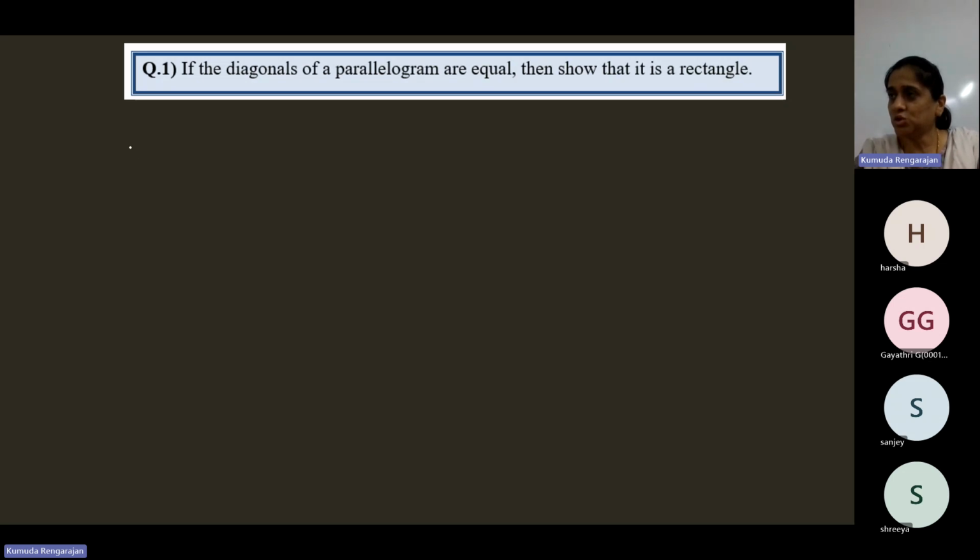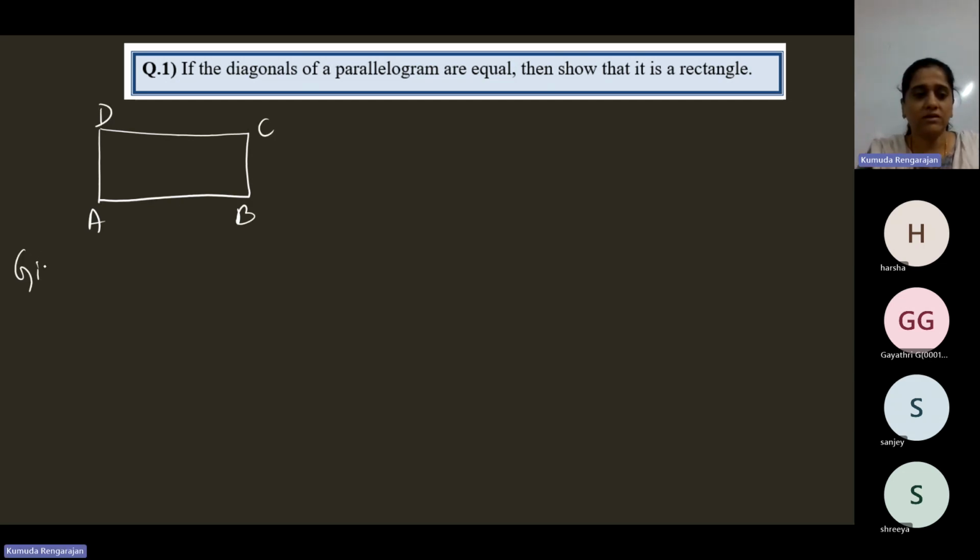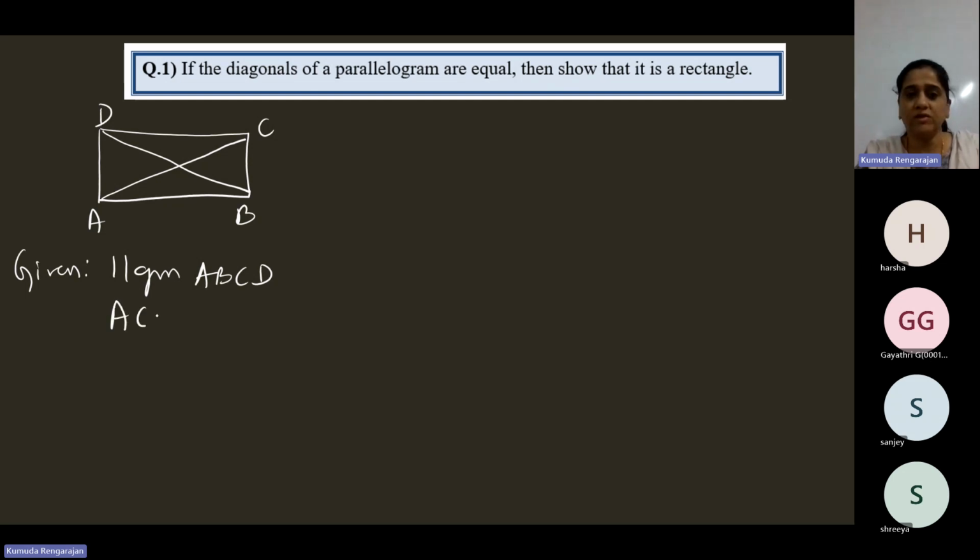The end result is you should show it's a rectangle. So we draw the figure to look like a rectangle. We call it ABCD. And what do we say? Given, quick, don't read from your book. Given parallelogram ABCD. Diagonal AC is equal to diagonal BD because it's given diagonals are equal. So AC is equal to BD. To prove that ABCD is a rectangle.